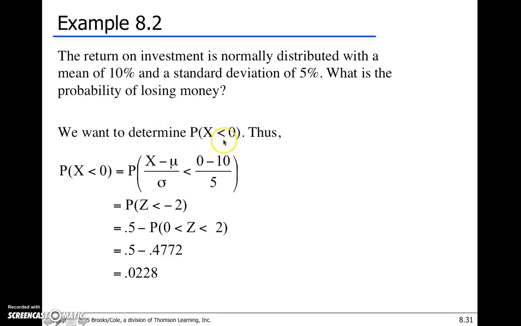The probability x is less than 0 is the probability that (x minus mu) over sigma, which is z, is less than (x minus mu) over sigma. x is 0, mu is 10, and sigma is 5. You want to find the probability z is less than minus 2. And this is done reading the table as follows, as we've done before. That gives you 0.5 minus 0.4772, and that gives you 0.0228.